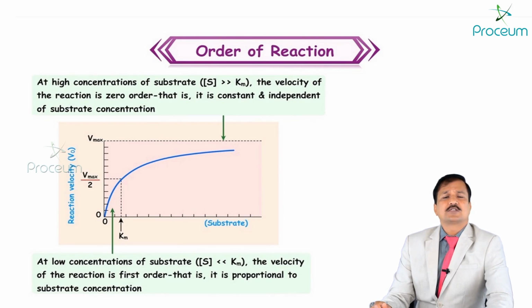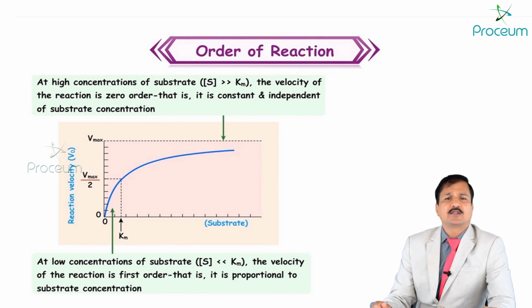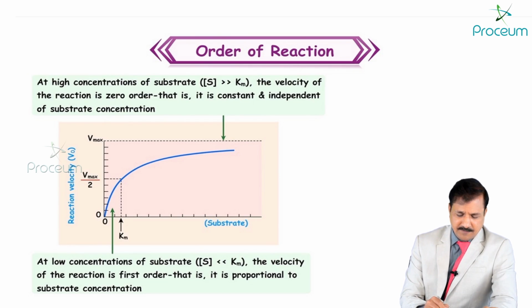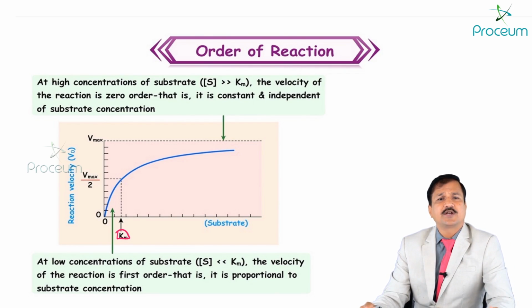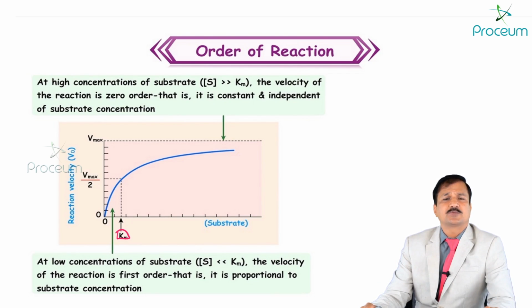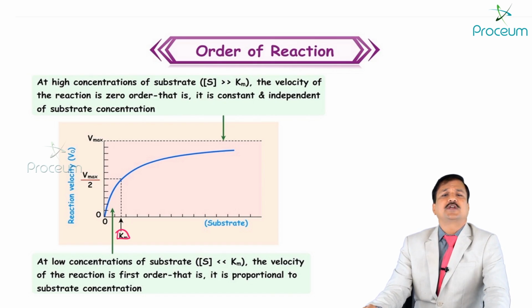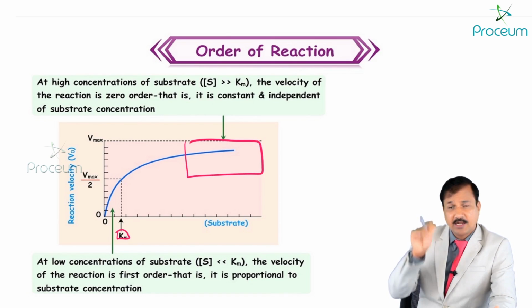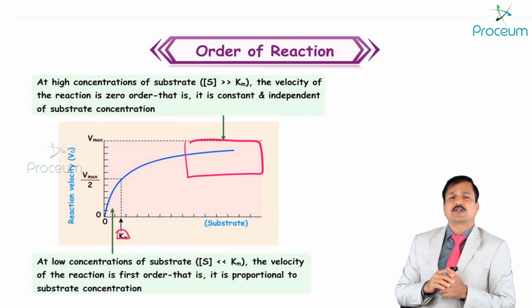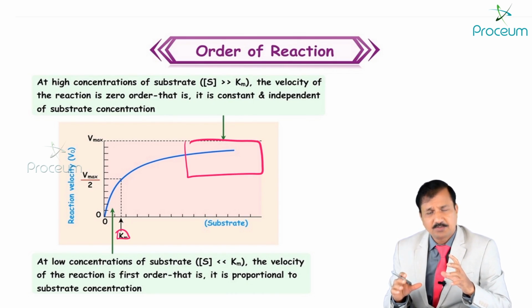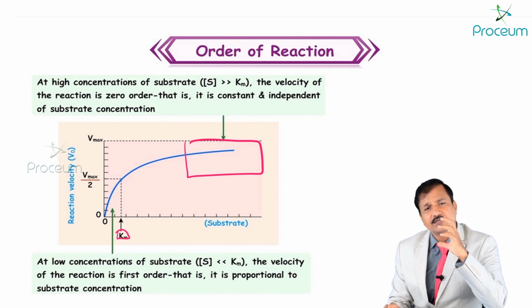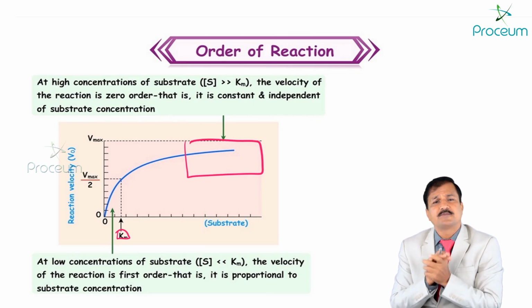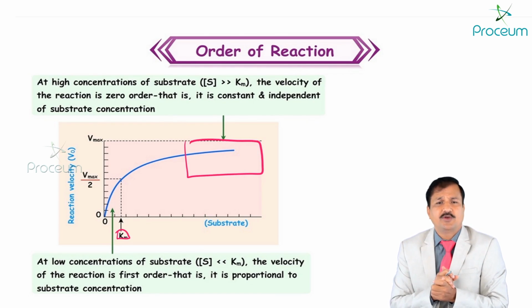So, whenever the substrate concentration is much higher than the Km, the velocity of the reaction is zero order, that is, it is constant and independent of substrate concentration. In my previous explanation, the third group in the effect of substrate concentration explained that whenever the substrate concentration is much higher, all the enzyme's active sites are full, so it has reached Vmax. So, that's the zero order kinetics or saturation kinetics.